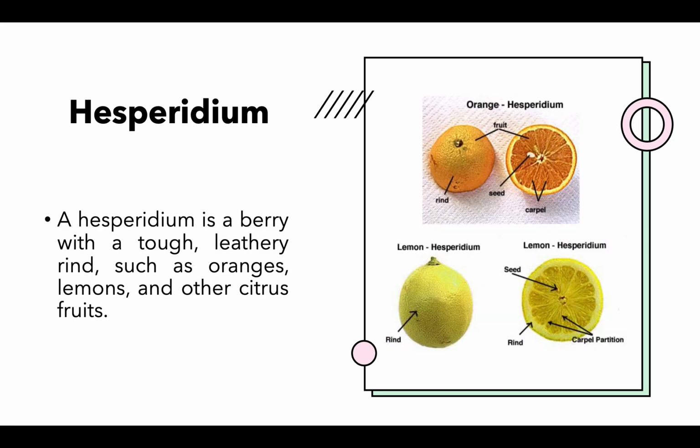Next we have the hesperidium. Hesperidium type fruits are always covered with a leathery rind, and partitions separating their carpels are tough and fibrous. The orange, lemon, grapefruit, and all members of the citrus family are good examples of the hesperidium type of fruit.